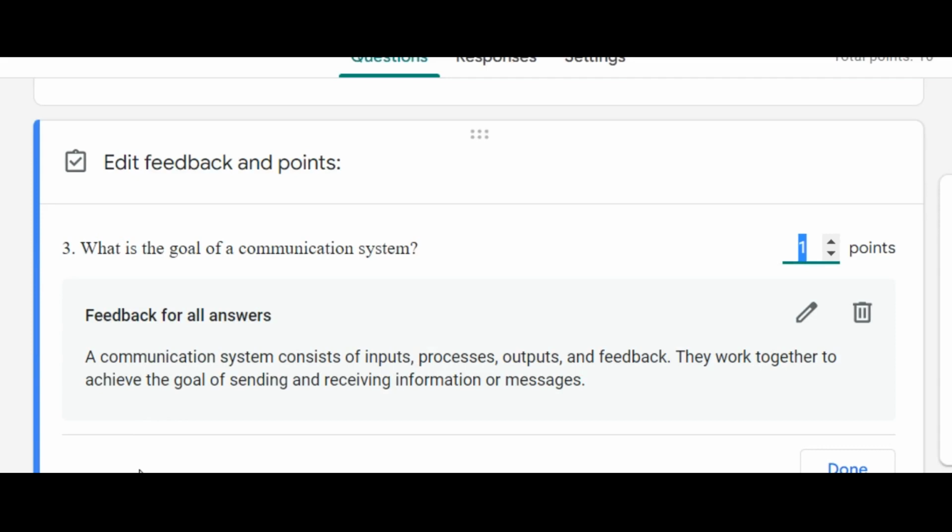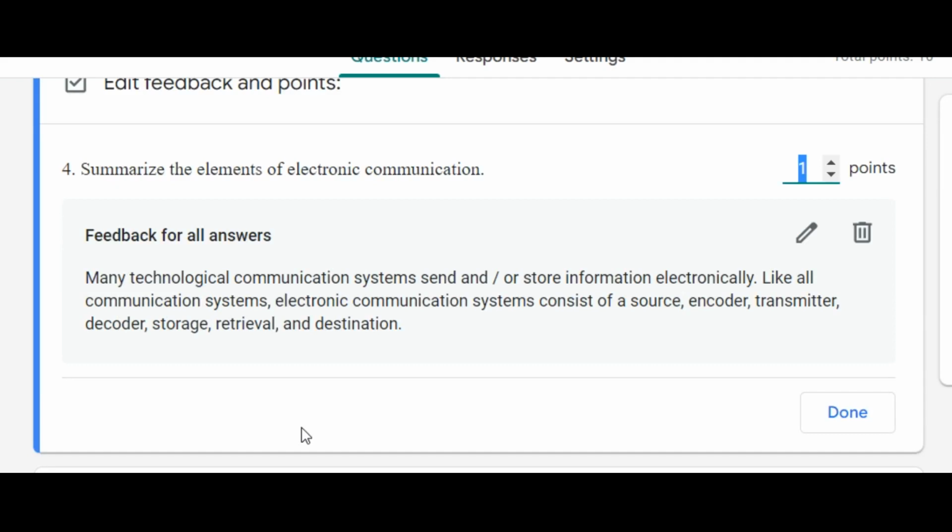Number 3, what is the goal of a communication system? A communication system consists of inputs, processes, outputs, and feedback. They work together to achieve the goal of sending and receiving information or messages. Number 4, summarize the elements of electronic communication. Many technological communication systems send and or store information electronically. Like all communication systems, electronic communication systems consist of a source, encoder, transmitter, decoder, storage, retrieval, and destination.